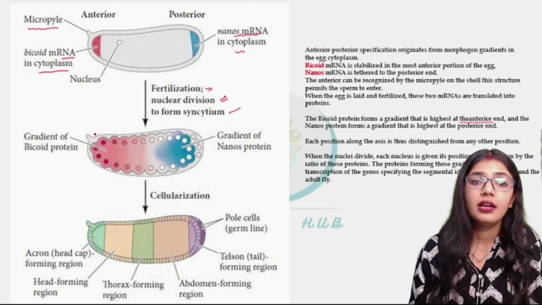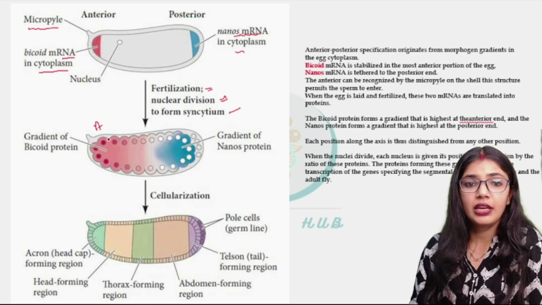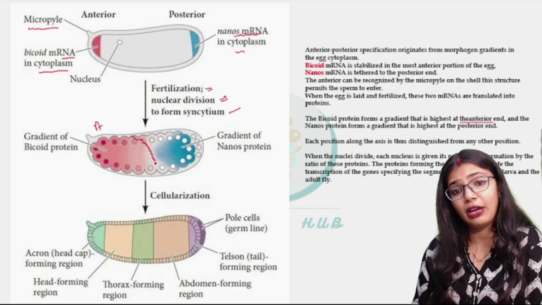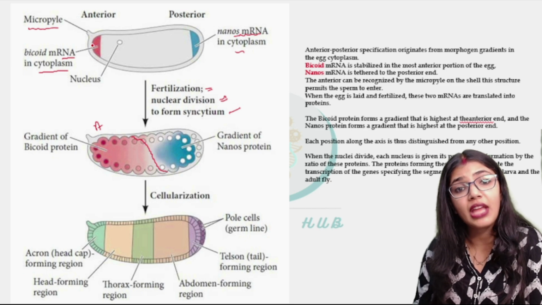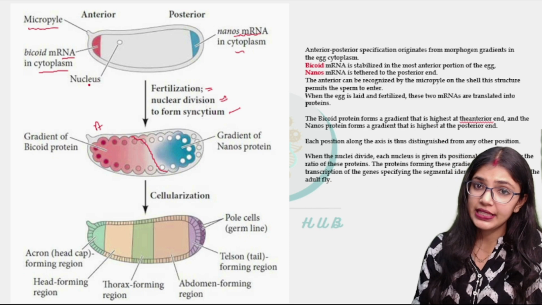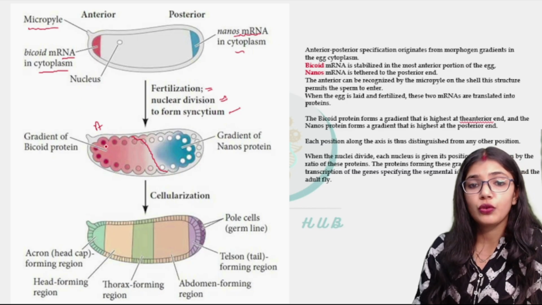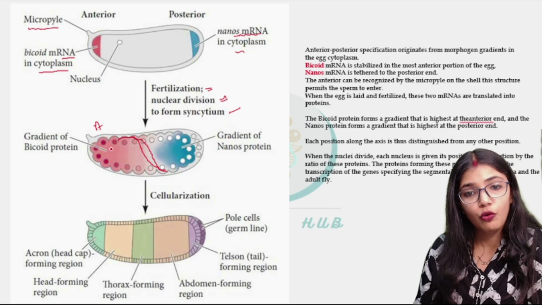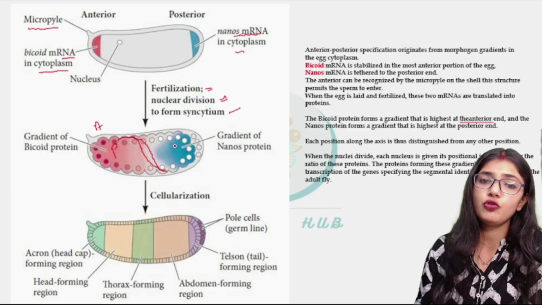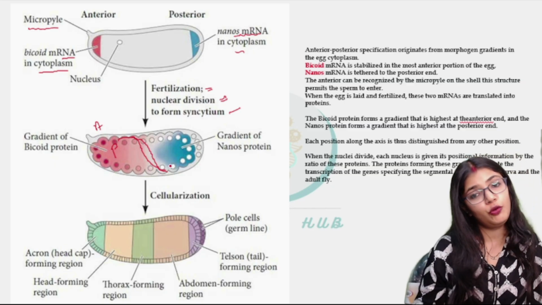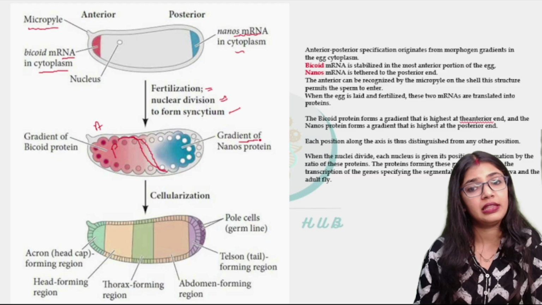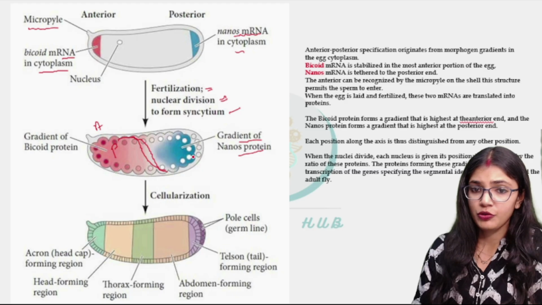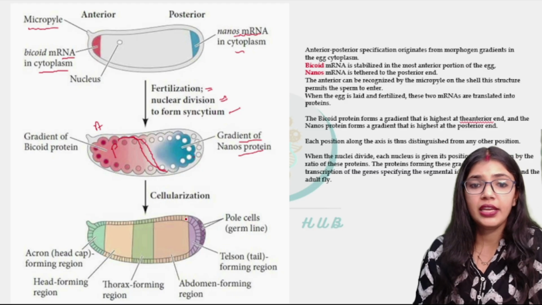So here in the anterior portion, we can see that a gradient of bicoid protein is present. After fertilization, the mRNA which is present will be translated to give the protein. The protein which is formed is in this gradient, as we can see, more in the anterior portion and less towards the posterior portion. And for nanos, the gradient of nanos protein is more in the posterior portion and less towards the anterior portion.